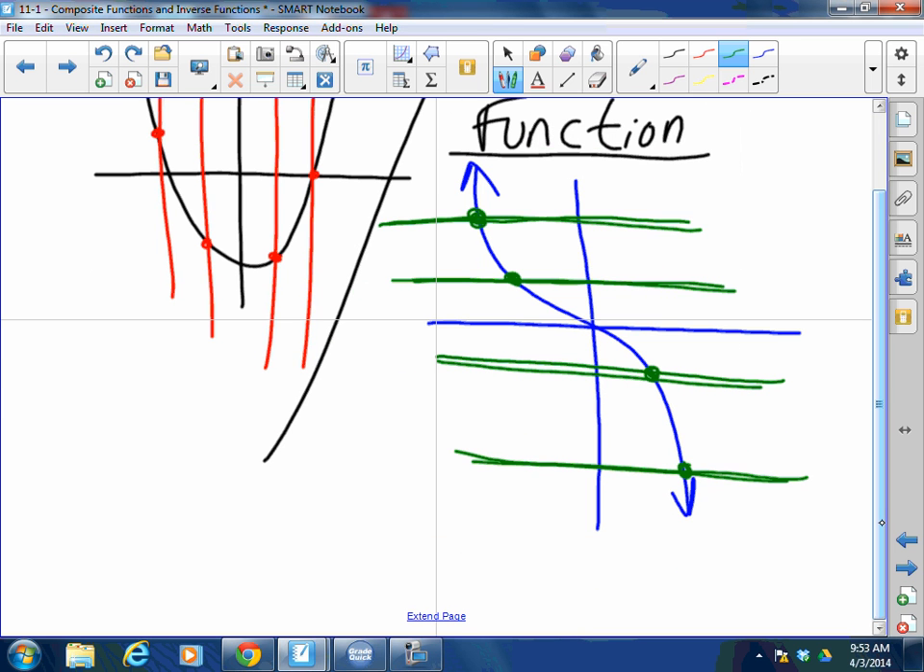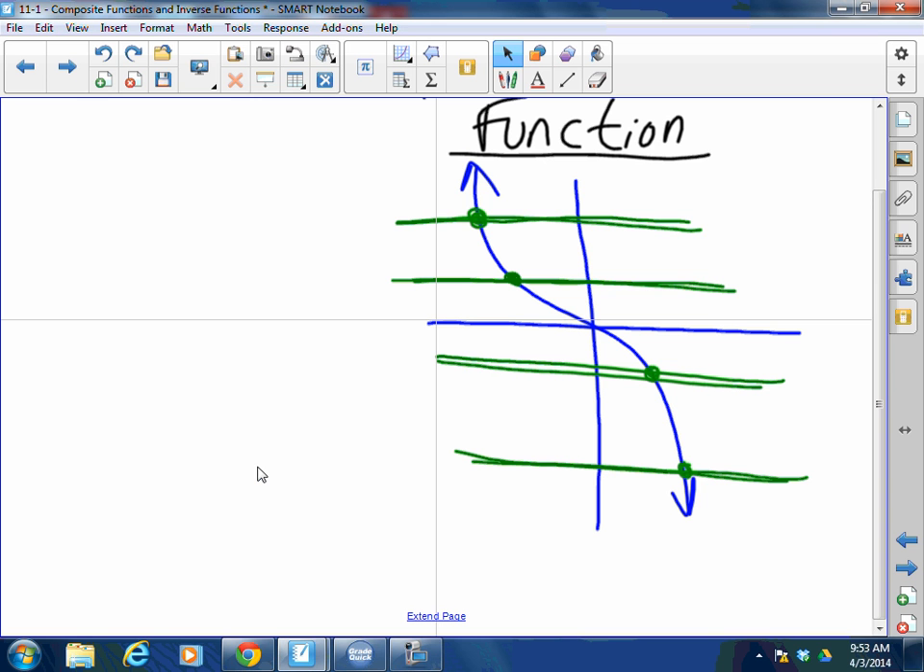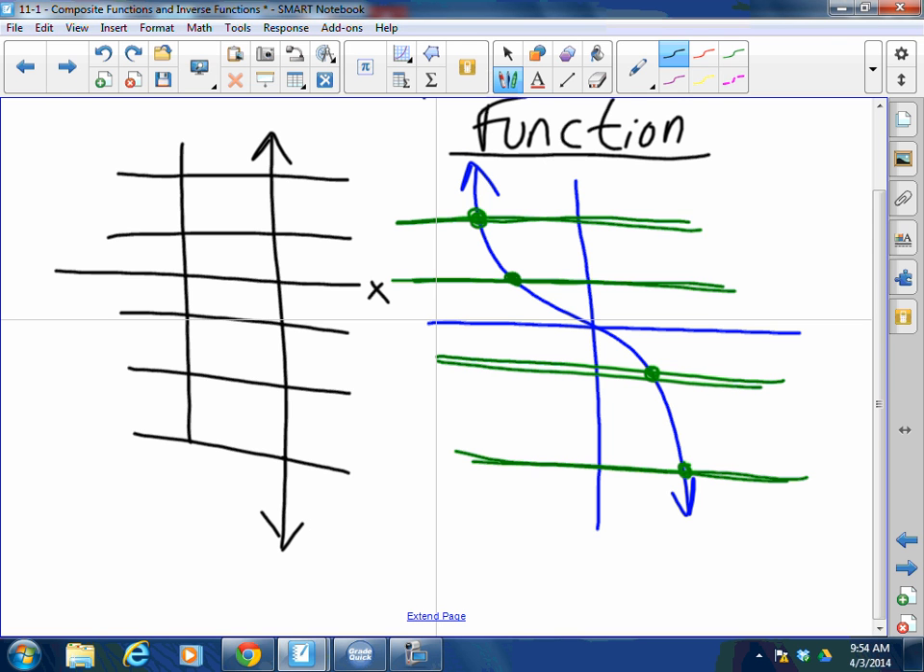A straight line? Very good question. His question was, what if I have something like this, an x equals equation? It's not a function, but it is a one-to-one function, because at every one y there is only one particular x.